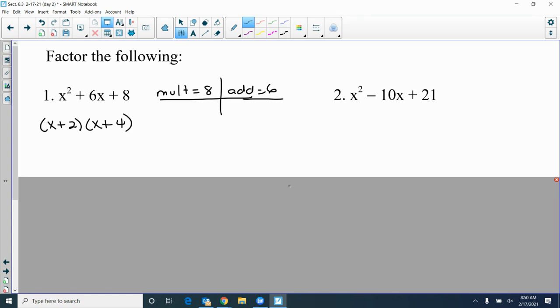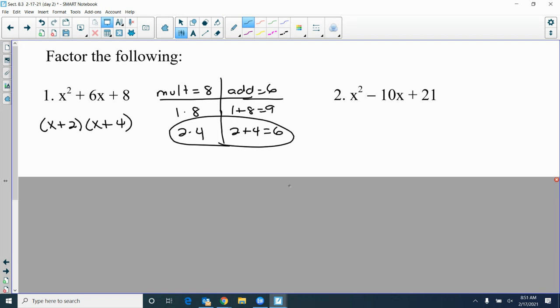Now, if you can't think of it in your head, this is where we did the table. We said, all right, all the multiples of 8 are 1 times 8 and 2 times 4. And then 1 plus 8 is 9, but 2 plus 4 is 6. So that means those two values have to work. If you can think about it without doing the chart, that's fine, but the chart is always an option.